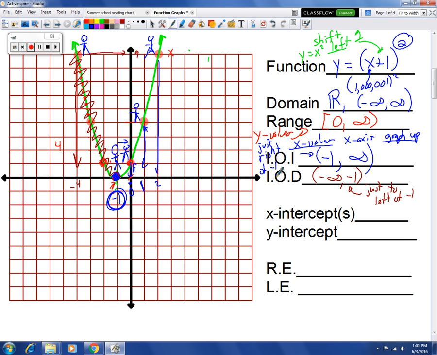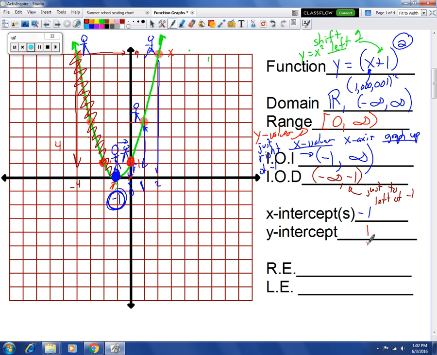X-intercept. Where's this green curve across the x-axis? It's right there at x equal -1. What's the y-intercept? It's over here. That's at +1 on the y-axis.